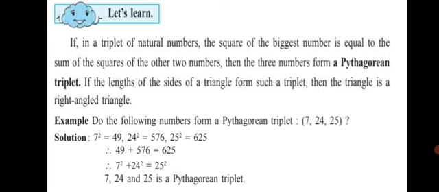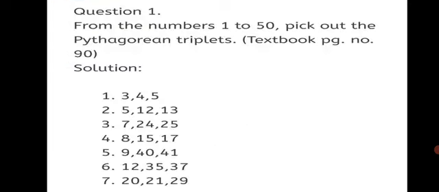Now an activity is given in your textbook on page number 90. From the numbers 1 to 50, pick out the Pythagorean triplets. So the solution we have here, 7 triplets are listed. You can write it down in your notebook as an additional activity. 3, 4 and 5 is a Pythagorean triplet. Similarly 5, 12, 13. 7, 24, 25. 8, 15, 17. 9, 40, 41. 12, 35, 37 and 20, 21, 29.